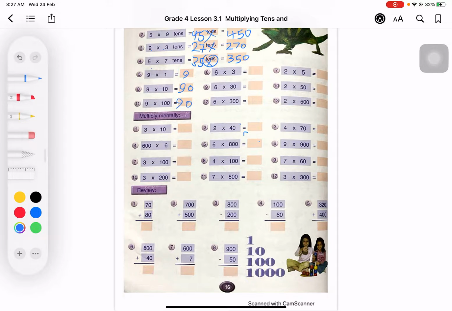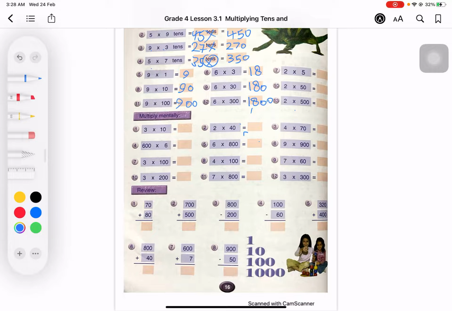9 with 2 zeros, so it will be 900. Again, we are going to do 3 by 6. 3 by 6 is 18. By tens, you are going to drop another 0. By 300, you are going to drop 2 zeros and put the comma. So my pattern starts with 18, then 180, then 1,800.